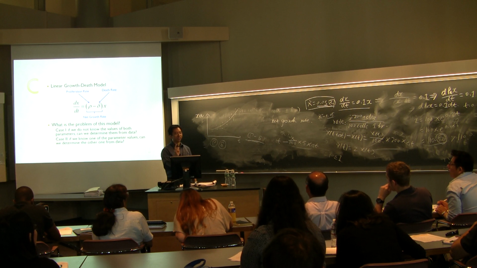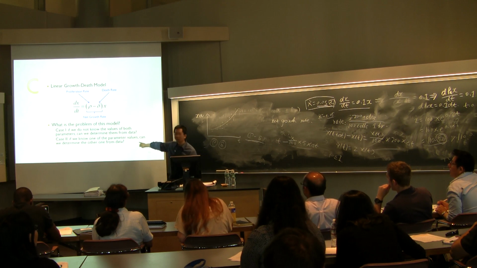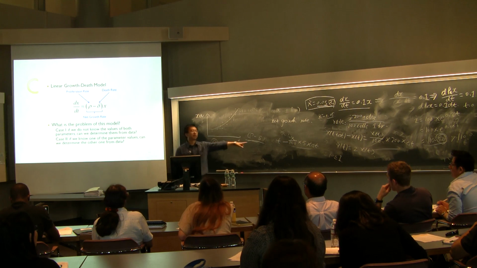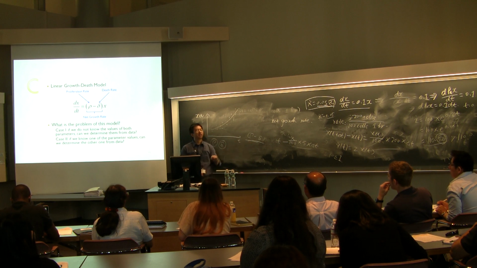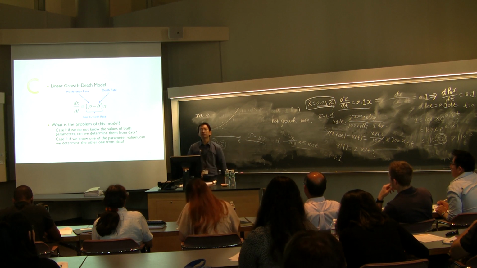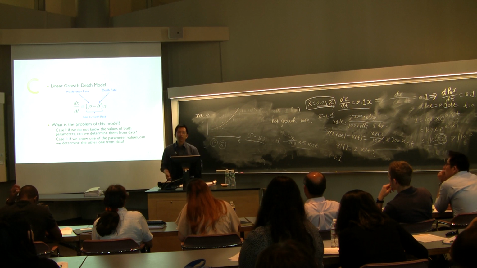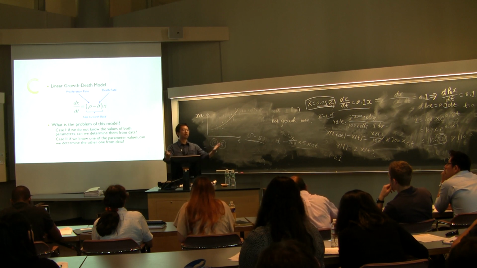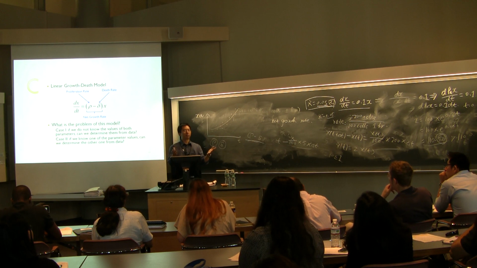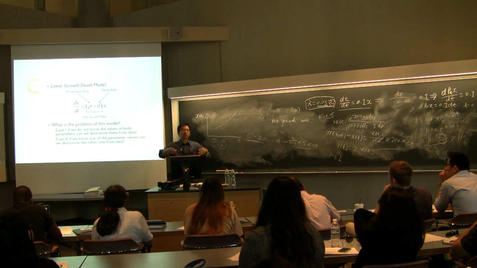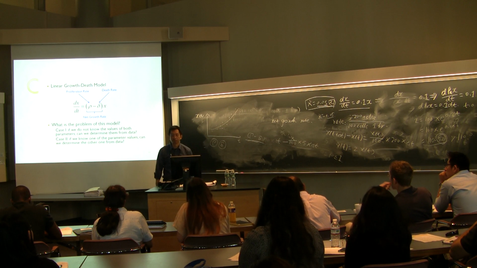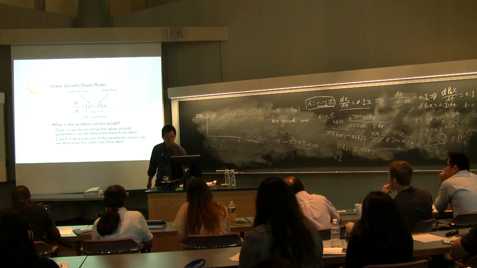That's case 2. If we know one of the parameter values, then I have data and I can determine the other one. I know this one, I can determine this one, or I know this one, I can determine this one. You can interpret it this way: if I have two unknown variables, I need two equations to determine the values. If I only have one equation but two unknown variables, then you have an infinite number of solutions. That's the problem associated with the model structure.